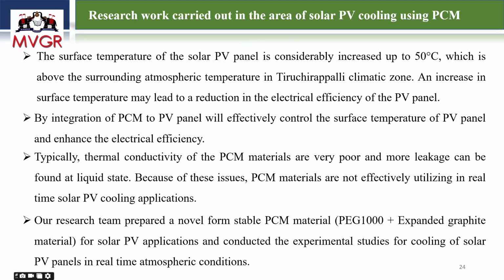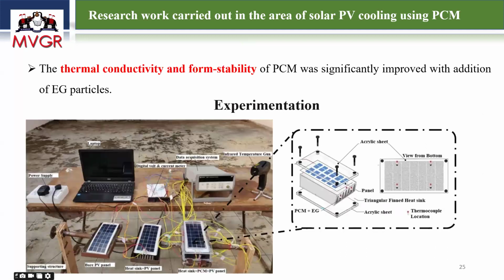And how can we do this? We are preparing some material in our laboratory. What we did is take one solar PV panel, and another solar PV panel that we connected to the heat sink. So this is the heat sink, and we have another combination, heat sink plus shape-stabilized phase change material. Shape-stabilized material I already told you is a porous structured material. Here I am using EG as the porous structured material, and EG is nothing but expanded graphite. The phase change material I'm using here is polyethylene glycol.